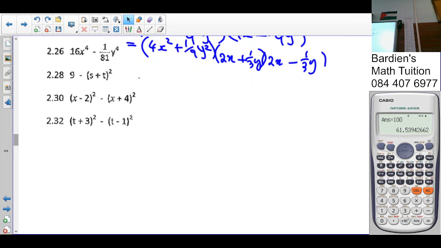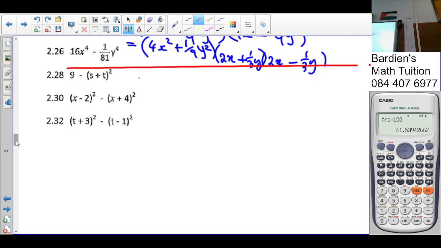The next one. What's the square root of 9? 3. Plus, minus. What's the square root of s plus t all squared? s plus t.